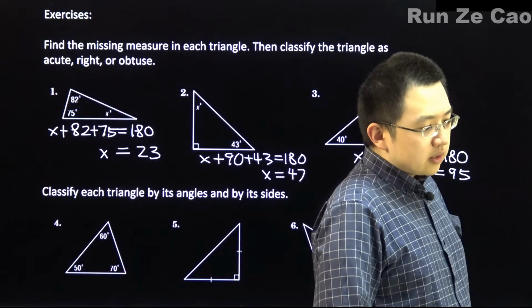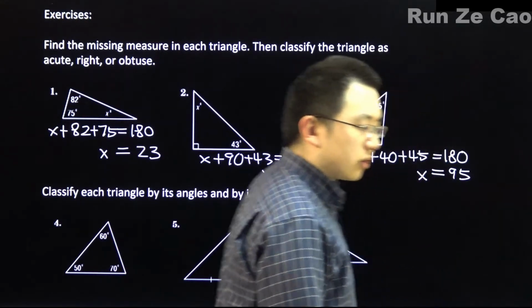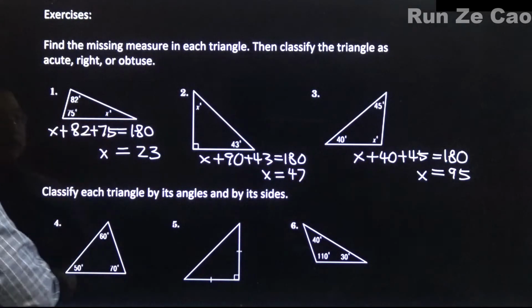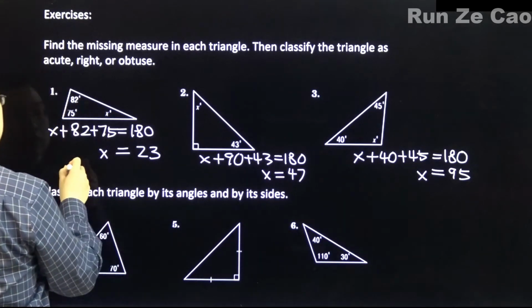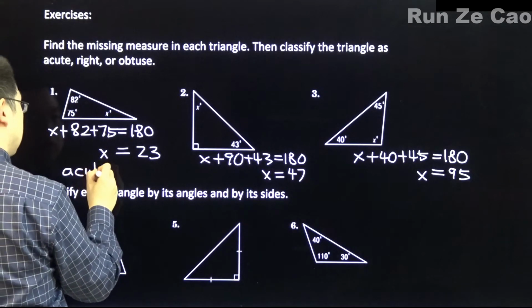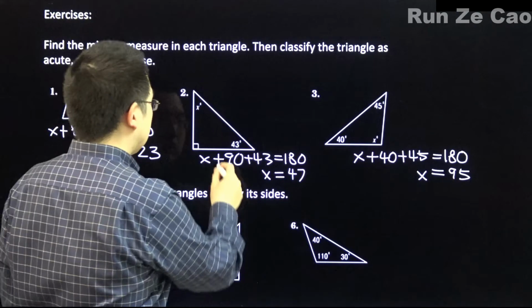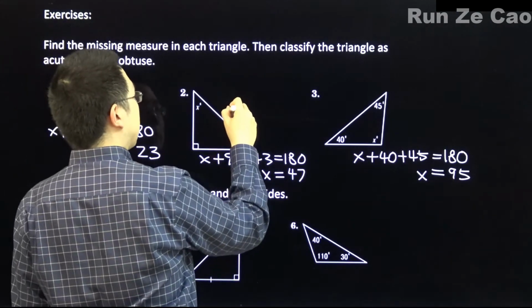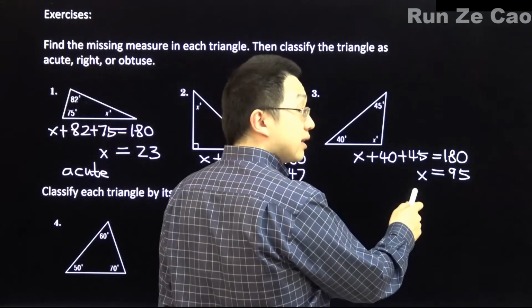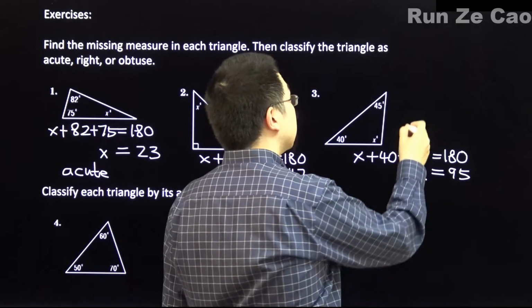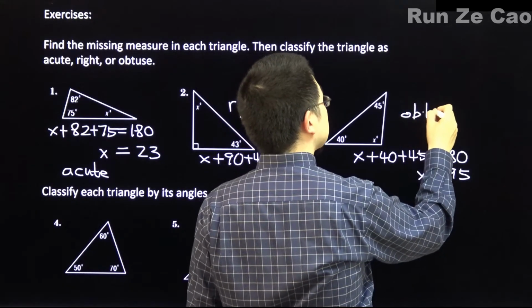Classify the triangle as acute, right, or obtuse. Well, here all the angles are smaller than 90 degrees, so acute. This one, we see that there's a right angle clearly marked, so it's right. We see that this angle is greater than 90 degrees, so this is obtuse.